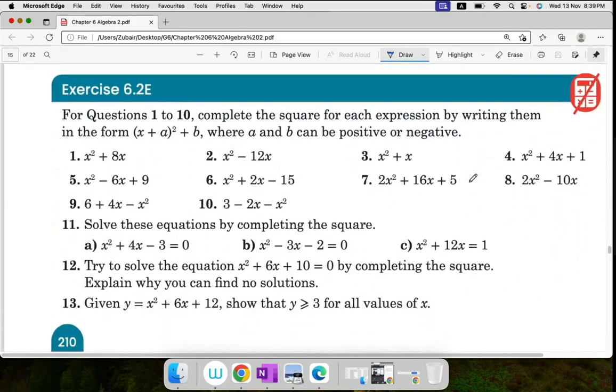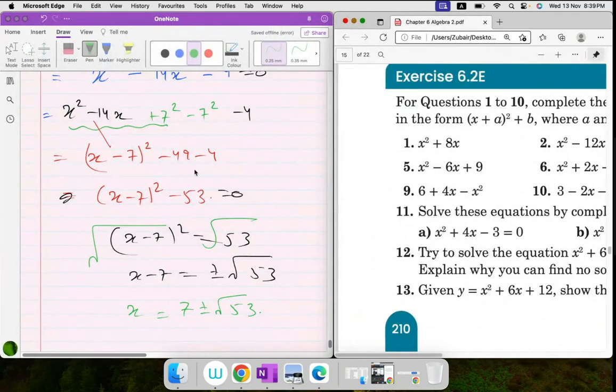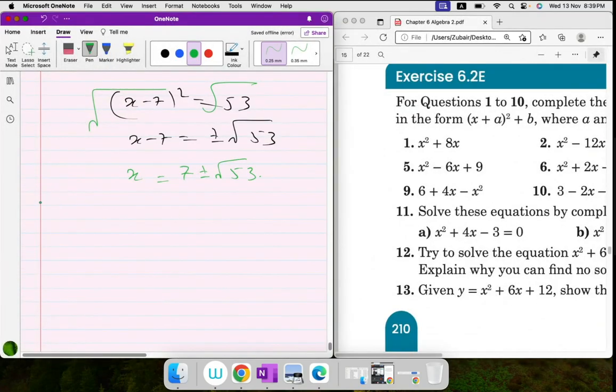Exercise 6.2e. For questions 1 to 10, complete the square of each of the expressions by writing them in this form. Now you don't have to worry if there are no three terms because we'll just follow our procedure, the steps. This is exercise 6.2e, question 1, x square plus 8x.